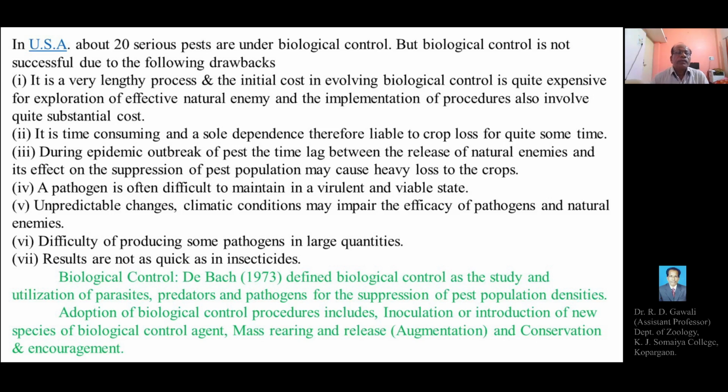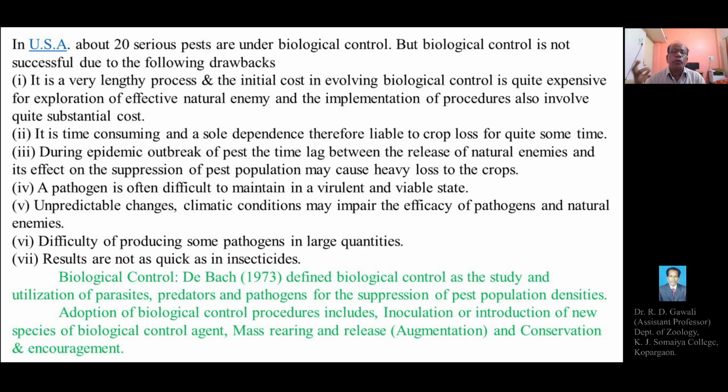Then a pathogen is often difficult to maintain in a virulent and viable state. Whenever we are going to use different pathogens, it is a difficult process to maintain the virulent and viable state of the pathogens so as to use them as a disease causing agent, or biological agent, to control the pest. Then unpredictable changes in climatic conditions may impair the efficacy of the pathogens and the natural enemies.